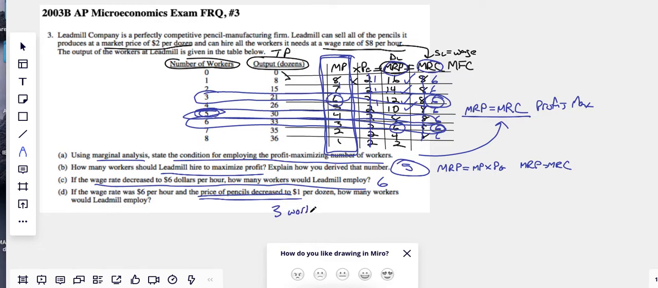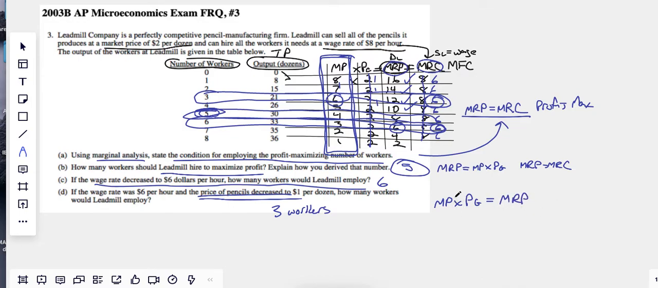Now, we could have shown this. They don't ask us to explain it. But we know that marginal product times the price of the good equals marginal revenue product. If your price goes down, your marginal revenue product goes down, which means your demand for labor has to go down. And this should make sense.